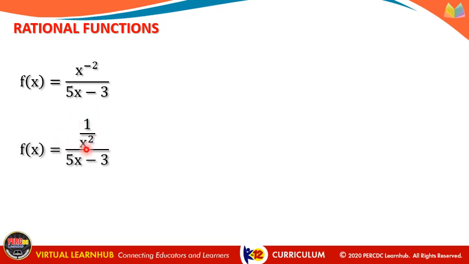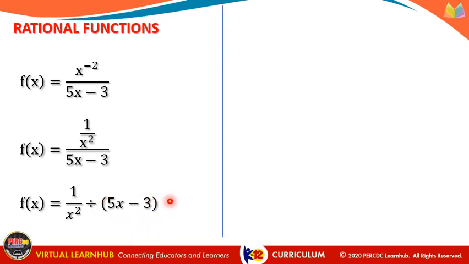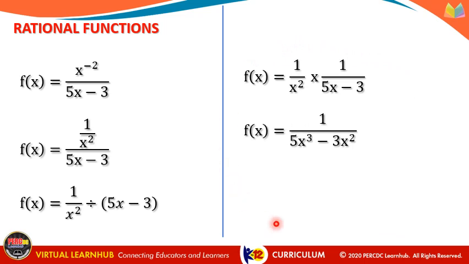And then, i-apply na lang natin ulit yung combining fractions, division of fractions. So, di ba, you'll get 1 over x squared divided by 5x minus 3. Get the reciprocal of 5x minus 3. You'll get this. Change the division into multiplication. And then, you just multiply the 2. We will get this. And there you have it.